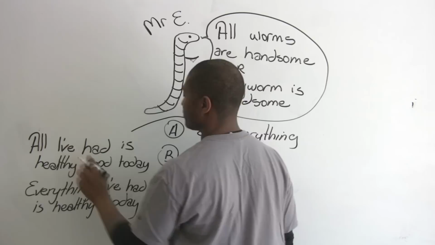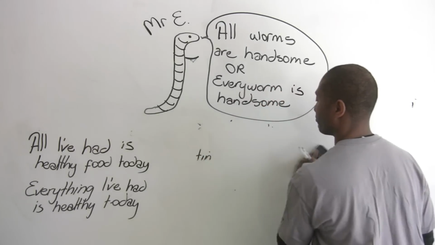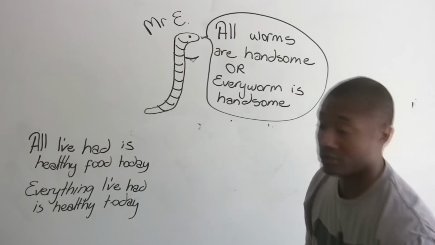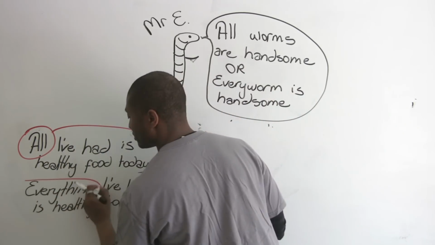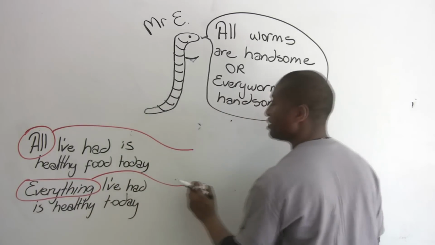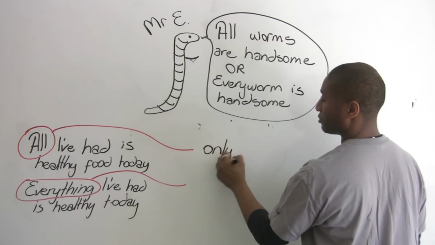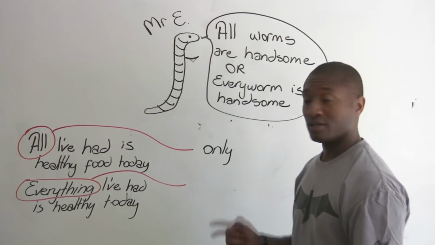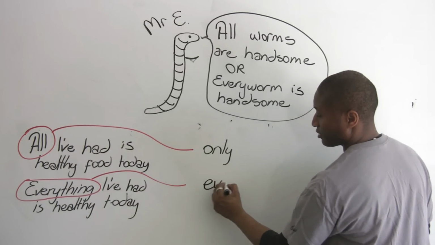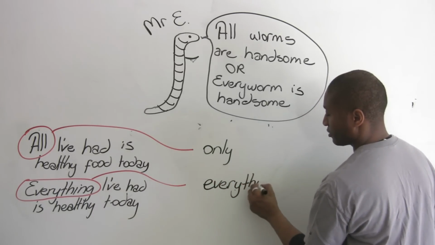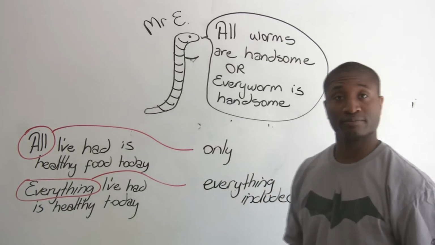When we say all in this case, don't mind me having to get rid of this, make it give us a little bit more room. Okay. When we say all in this particular case, and everything in this case, although the statements are similar, the meanings are not quite. All in this case means only. Okay? The only things, right? Only. In this case, it's everything included. All the things.